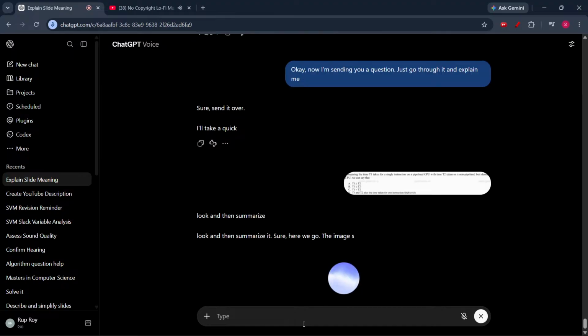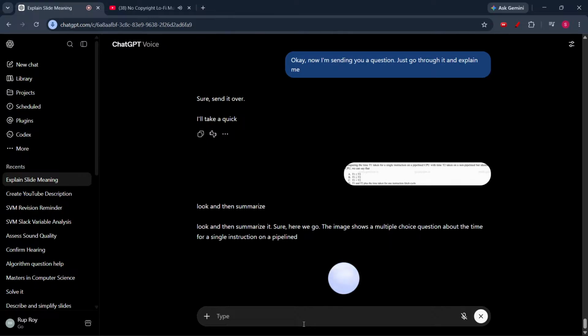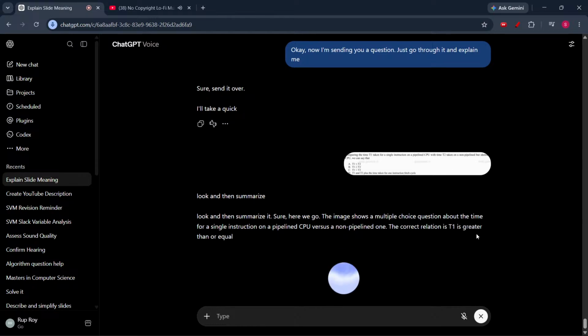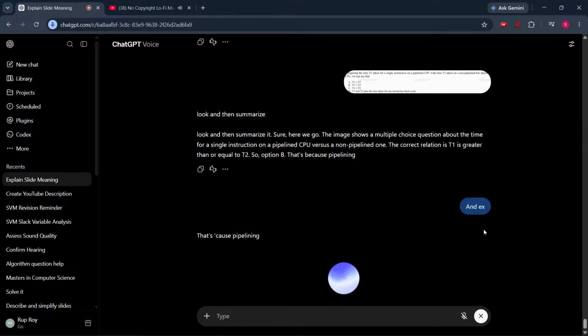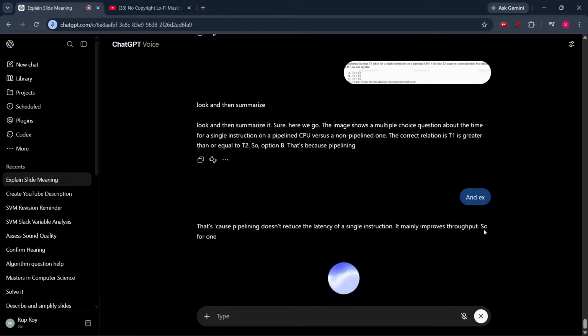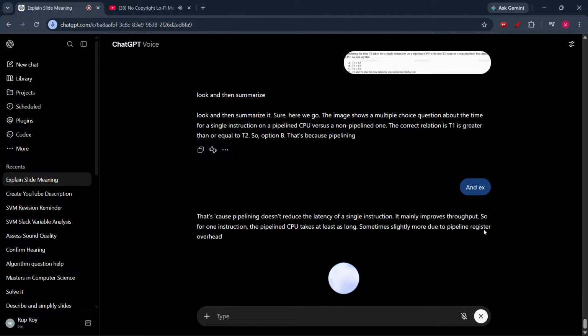Sure, here we go. The image shows a multiple choice question about the time for a single instruction on a pipelined CPU versus a non-pipelined one. The correct relation is T1 is greater than or equal to T2, so option B. That's because pipelining doesn't reduce the latency of a single instruction. It mainly improves throughput. So for one instruction, the pipelined CPU takes at least as long, sometimes slightly more due to pipeline register overhead.